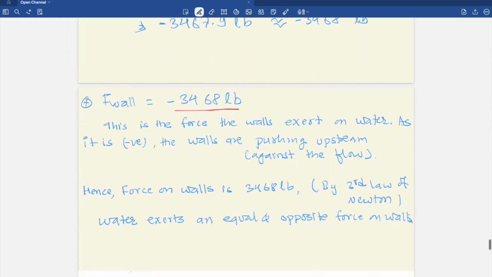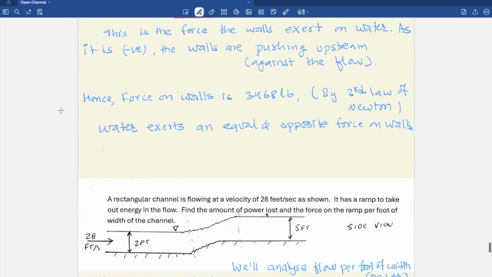And our second part will be computing the energy dissipating ramp. It is given that a rectangular channel is flowing at a velocity of 28 feet per second. So velocity is given, and it has a ramp to take out the energy in the flow. And the question asks us to find the amount of power lost and force on the ramp per foot of width of the channel.